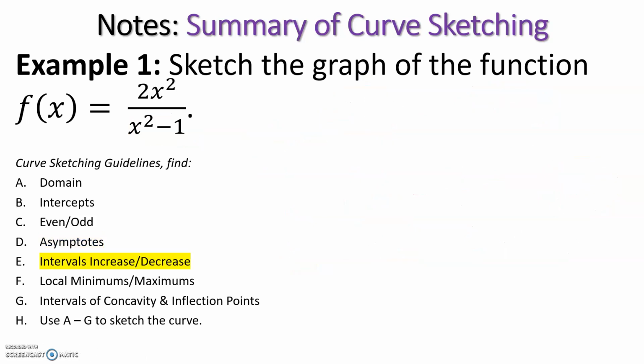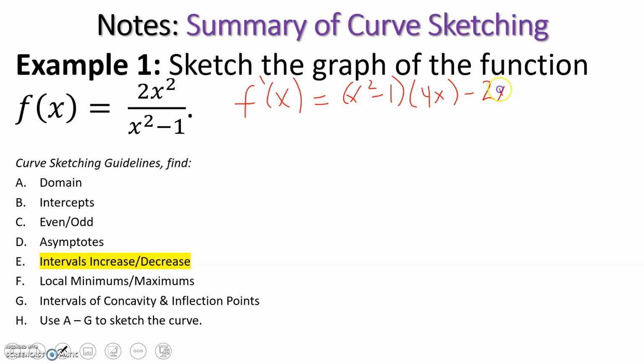Now, A through D is all pre-calc. Now let's jump back into our calculus. We'd like to know the intervals of increase and decrease. So remember, we need to check the first derivative and find those critical numbers. We have here a quotient, so we're going to need to use the quotient rule. So we keep the denominator, derivative of the numerator, minus the numerator, derivative of the denominator, over the denominator squared.